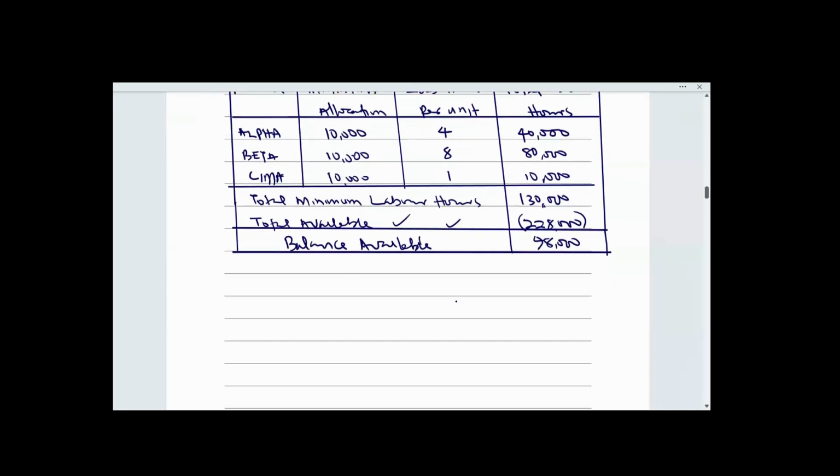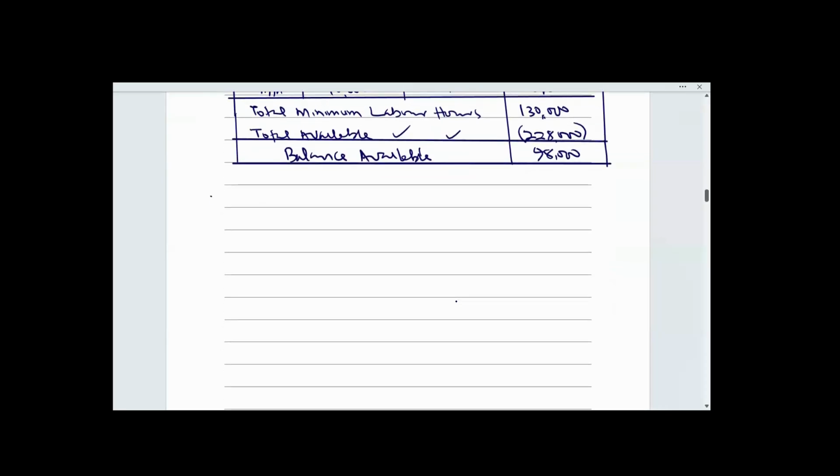All right. So that would then take us to step 4. Step 4 says you should calculate contribution per labor hour, that is contribution or saving per key factor. So I would then say contribution per labor hours and ranking.